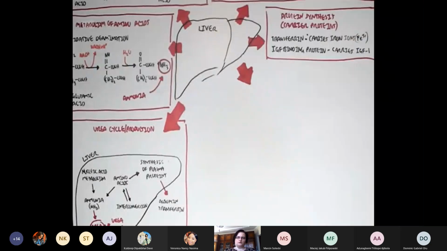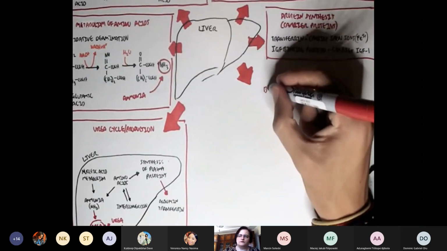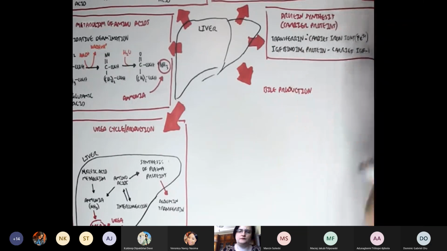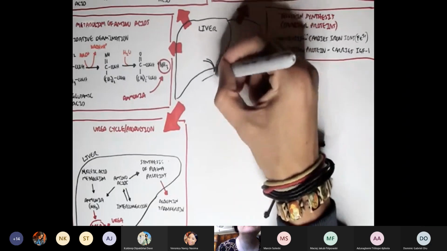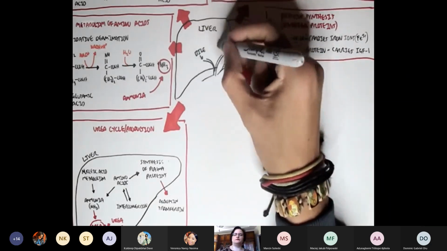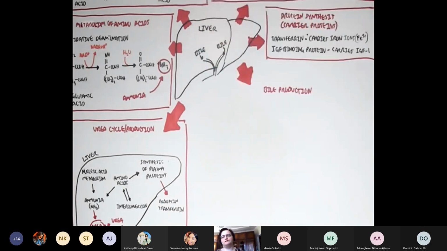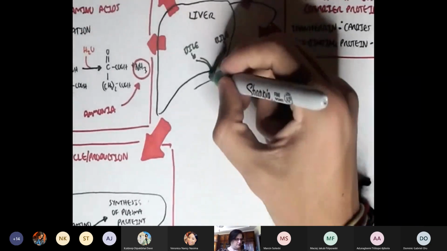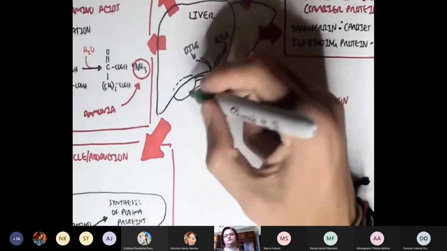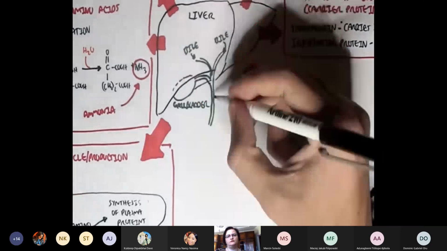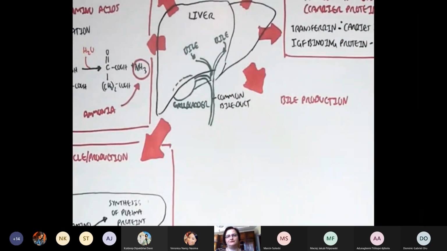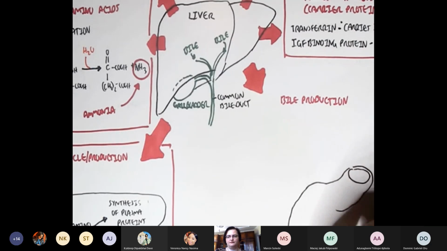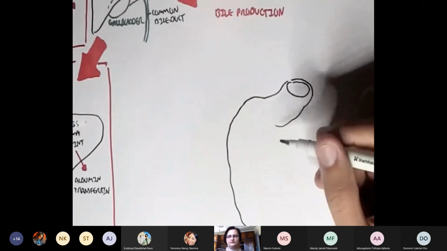Now, possibly one of the most important functions the liver has is the production of bile. So bile production. The liver actually produces bile and secretes the bile where it gets stored in the gallbladder. The gallbladder is right underneath the liver and looks something like this. And then we have a common bile duct where the gallbladder can essentially secrete out the bile into the intestines to help digest fats.